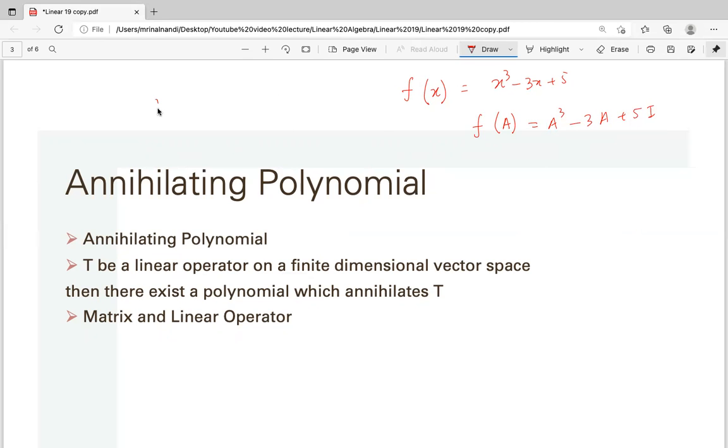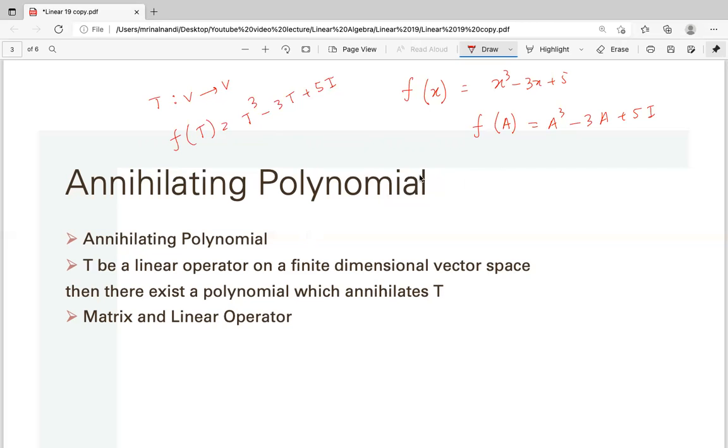Similarly, if T is a linear transformation or linear operator from V to V, then f of T is just defined as T cube minus 3T plus 5I. Here I is not the identity matrix, I is the identity linear operator on V. Again, if T corresponds to the matrix A, then f of A corresponds to f of T. So we can think these two are basically the same. Anything you can do with a matrix, you can do with a linear transformation.